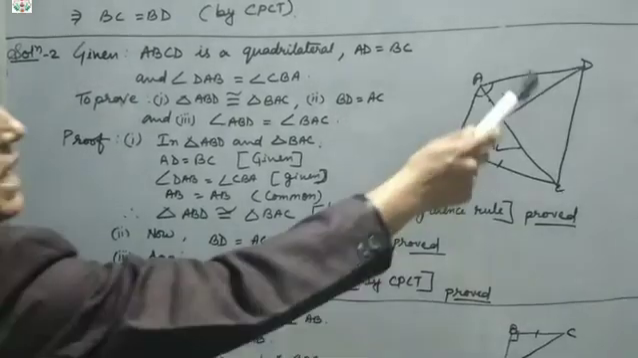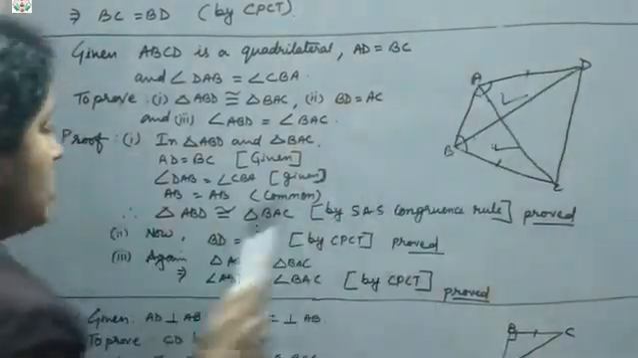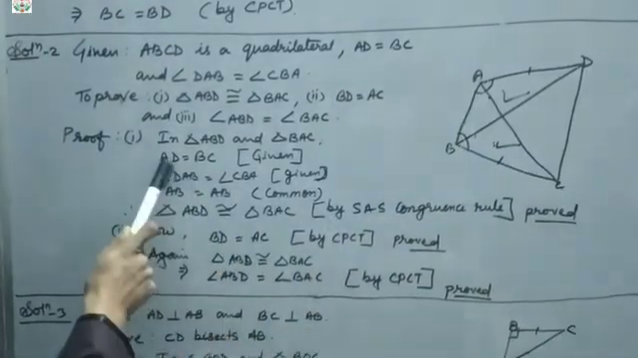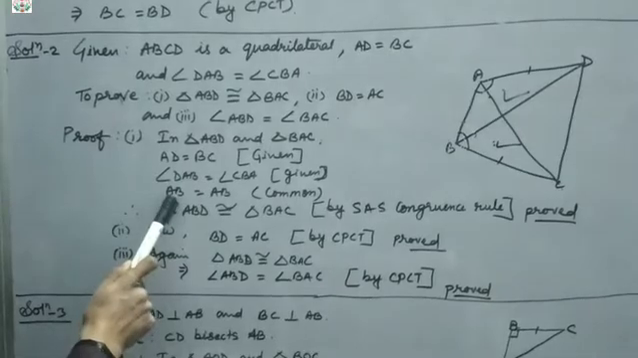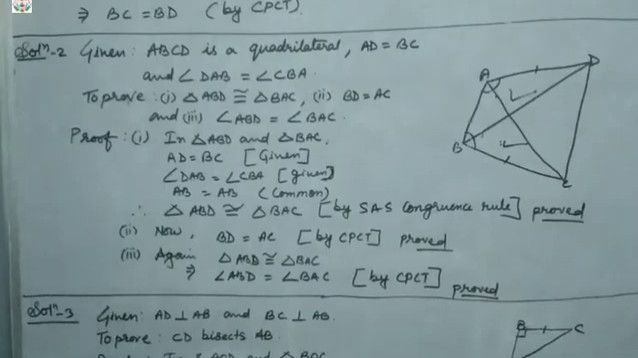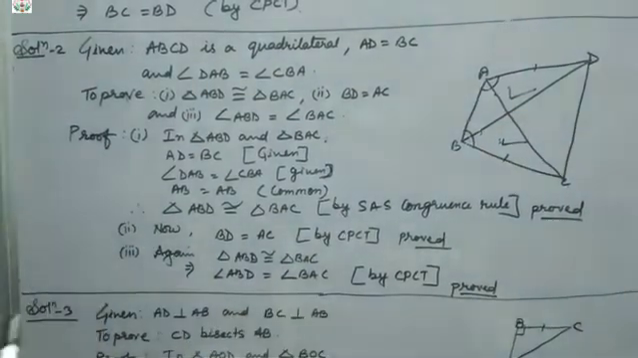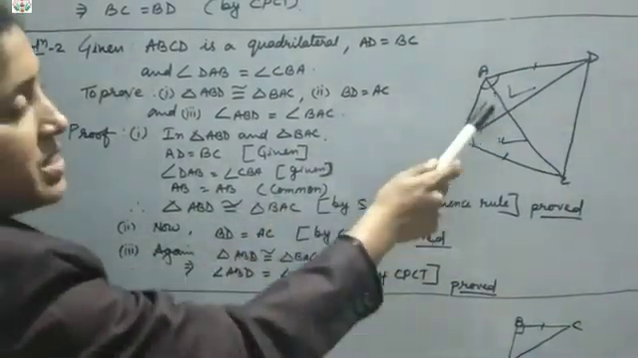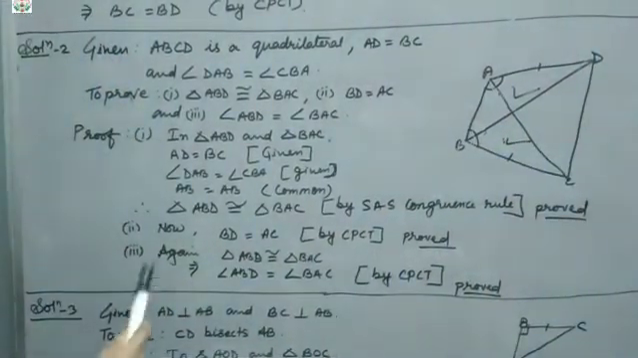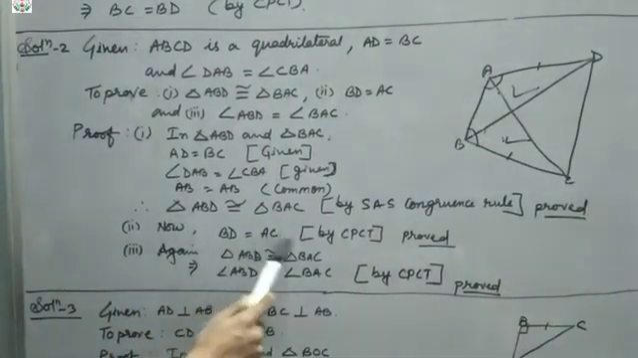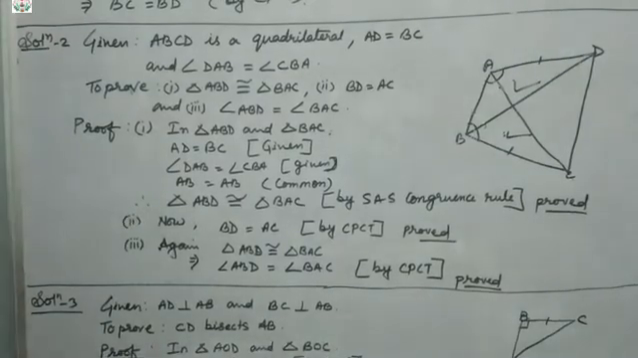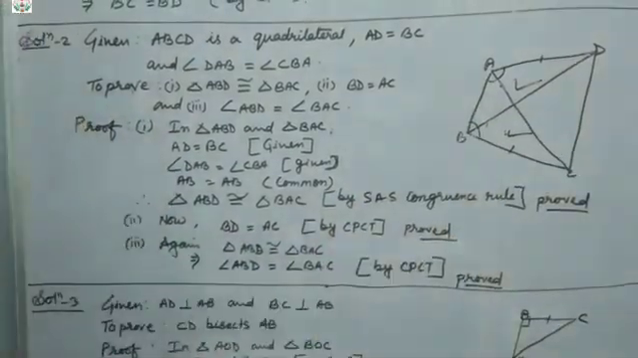Therefore, triangle ABD is congruent to triangle BAC by SAS congruency rule, they are congruent. Okay, so the first part is proved. Now if these two triangles are the same, definitely BD will be equal to AC also. Okay, that is why BD equals AC by CPCT, because corresponding parts of congruent triangles are also equal. So BD will be equal to AC.